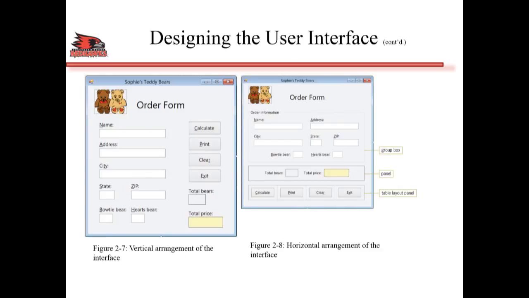Here is an example of the two different types of user interface. The left one is the vertical arrangement and the right one is the horizontal arrangement. You can see that in the vertical arrangement, you start with the name, then the address, the city, state, zip, and all that information is arranged from top to bottom. Similarly, in the horizontal arrangement, it's the same sequence from name, address, etc., but from left to right and then top to bottom.